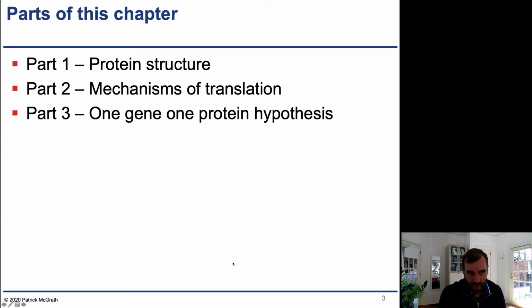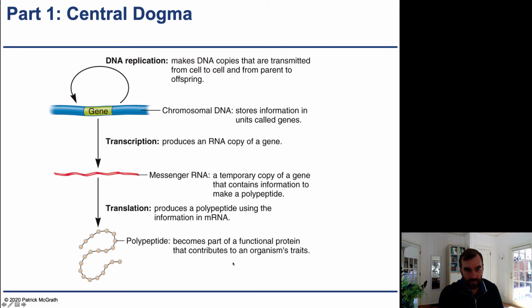So we're going to break this up into 3 parts. The first part will be protein structure, the second part will be mechanisms of translation, and then finally the one gene, one protein hypothesis. So let's continue on with the central dogma.